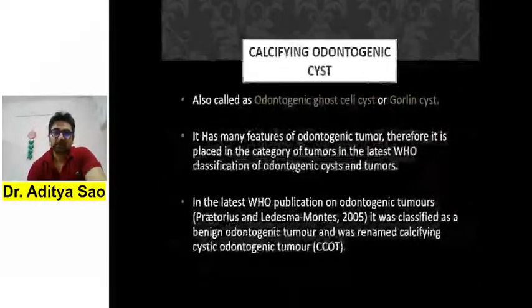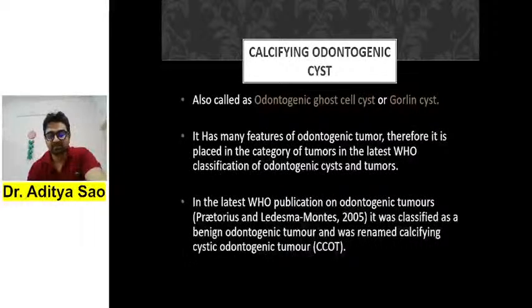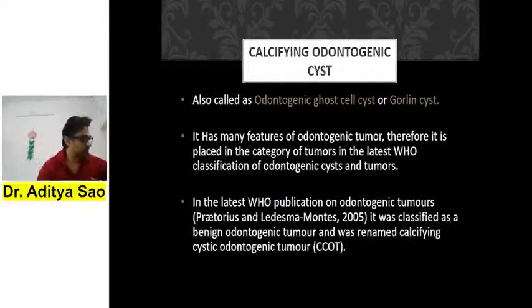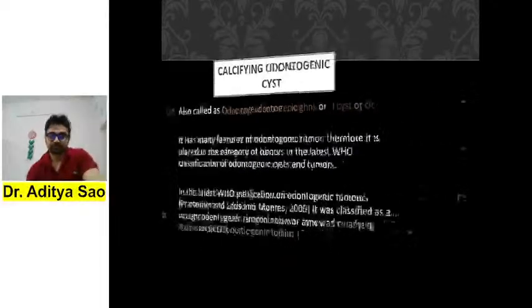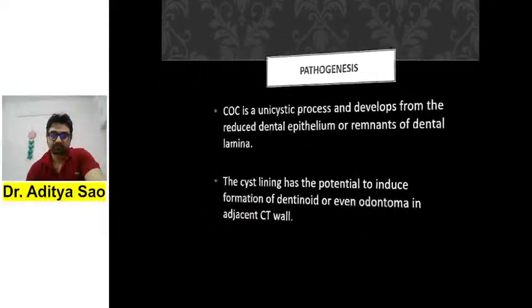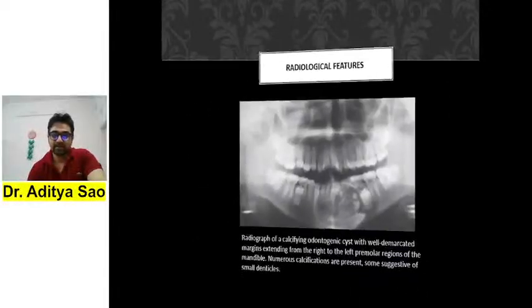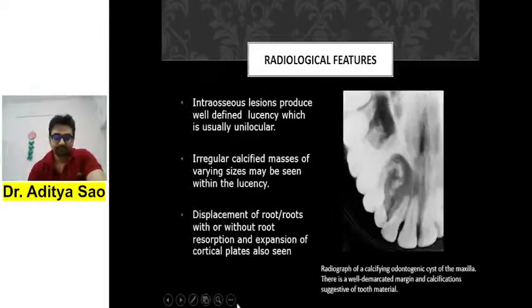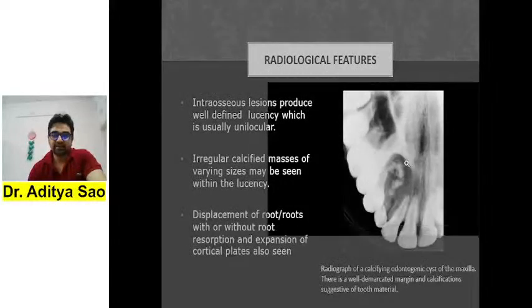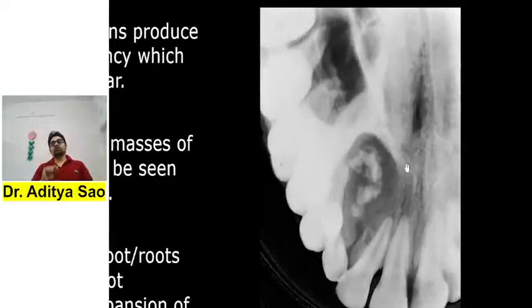Next is ghost cyst or Gorlin cyst. This is how it looks like. So how will you determine that it is a calcifying epithelial odontogenic cyst?